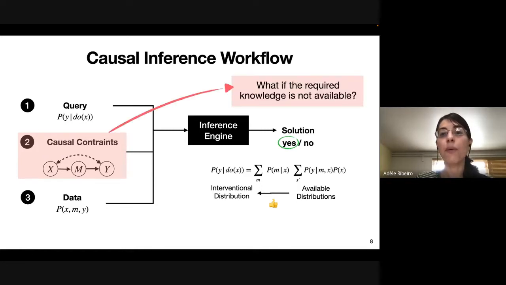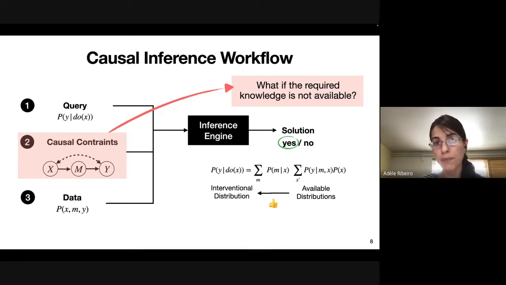And the question that I want to answer here is about what if the required knowledge is still not available? Because we started from having a structured causal model, and specifying this causal model is really hard. Sometimes we don't have the form of the functions, the distribution of the variables. So it's a lot of knowledge that we require to specify a structured causal model.